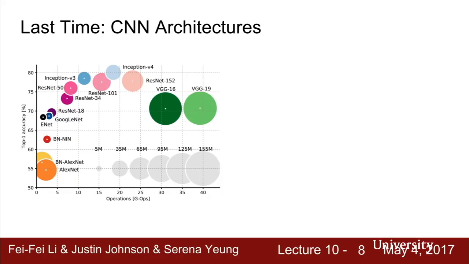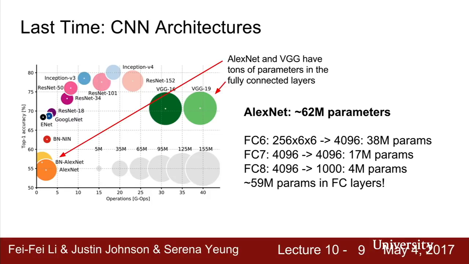We also saw this nice plot of performance, like the number of flops versus the number of parameters versus the runtime of these various models, and there are some interesting characteristics that you can see from this plot. One idea is that VGG and AlexNet have a huge number of parameters, and these parameters actually come almost entirely from the fully connected layers of the models.